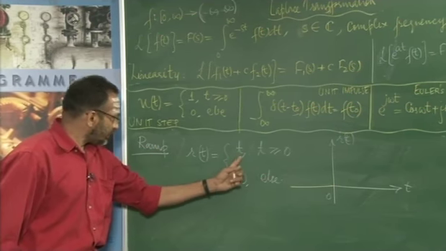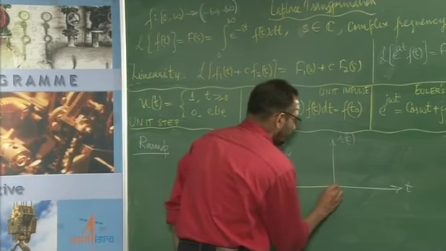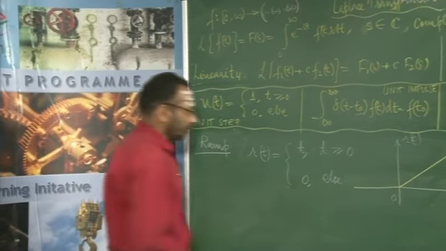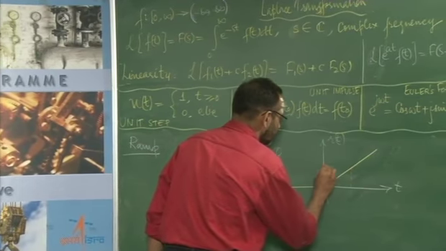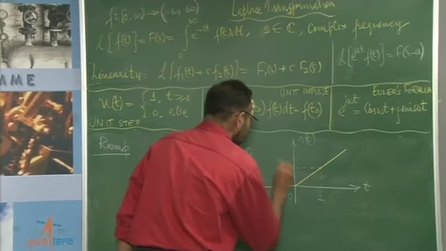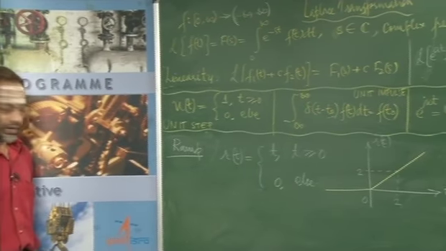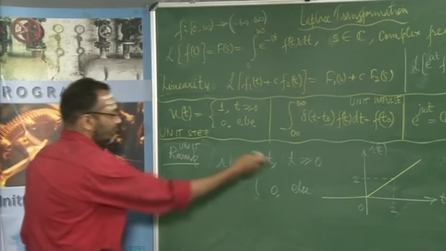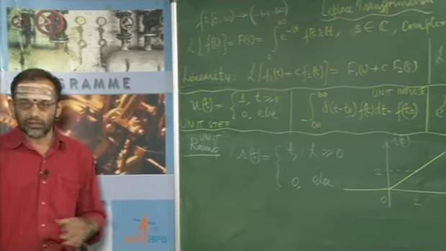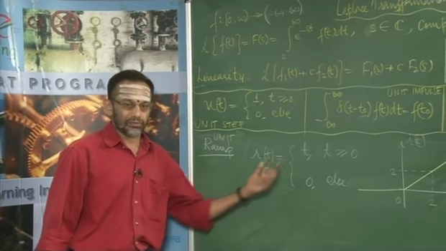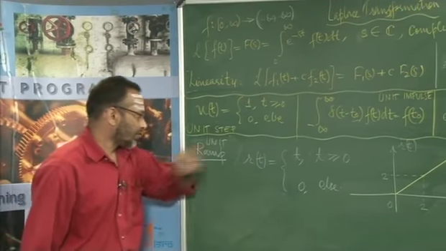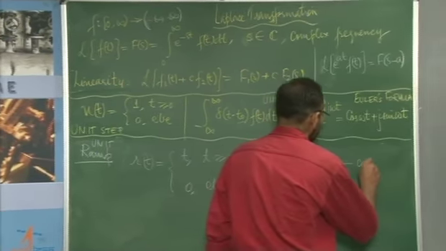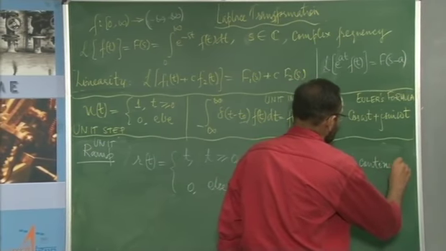At t equal to 0, you get 0 only. Therefore, it is not a discontinuous function. This is what happens. Now, if this is 2, this is also 2, which means it is a unit ramp. If you multiply this by a constant, say 2, then it becomes twice ramp, that is not a unit ramp. So, unit ramp is defined like this, and this in particular is continuous.